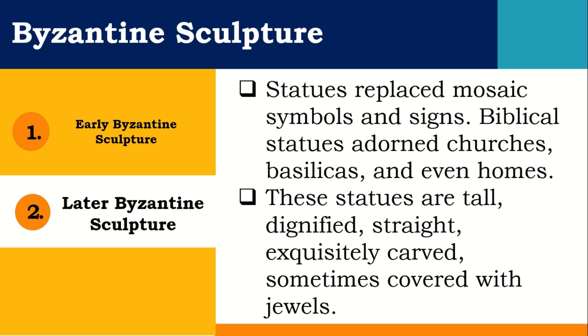And the next one is the later Byzantine sculpture. Statues replaced mosaic symbols and signs. Biblical statues adorned churches, basilicas, and even homes. These statues are tall, dignified, straight, exquisitely curved, sometimes covered with jewels.